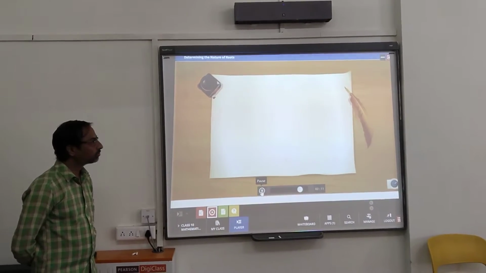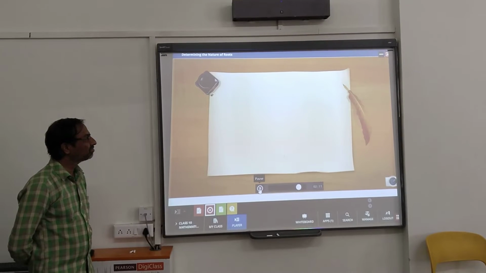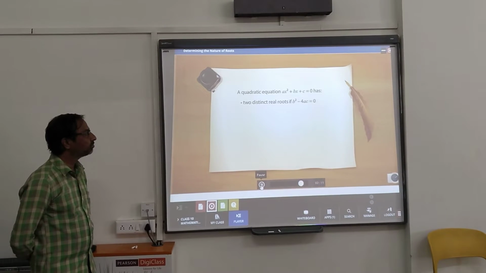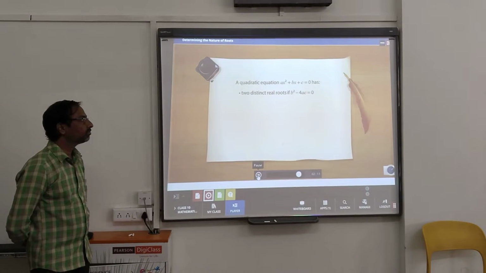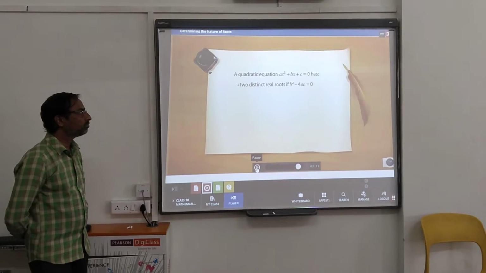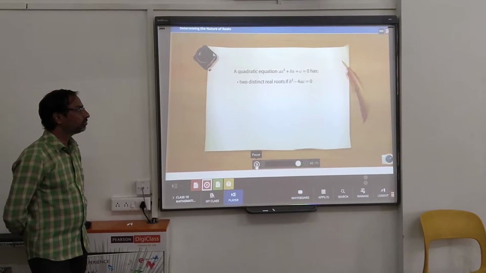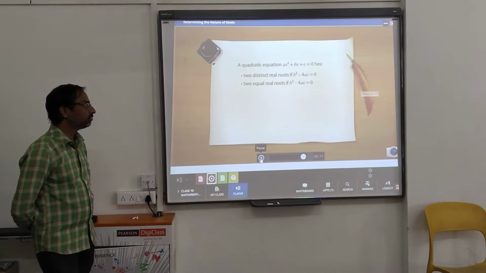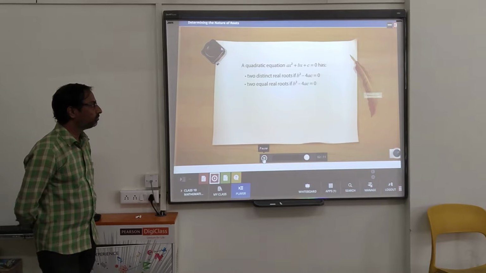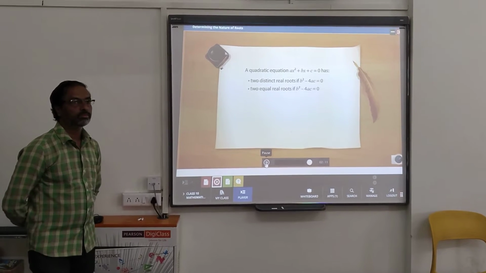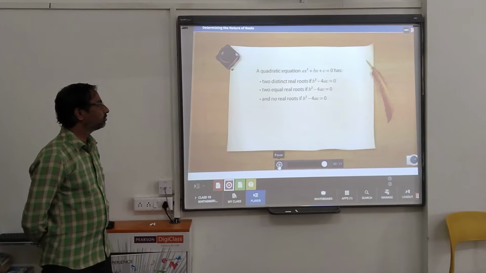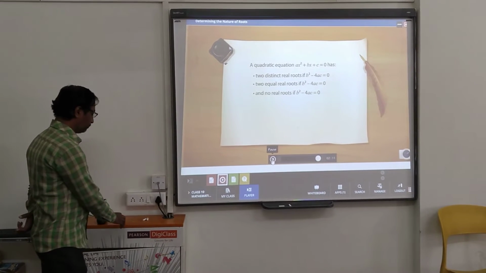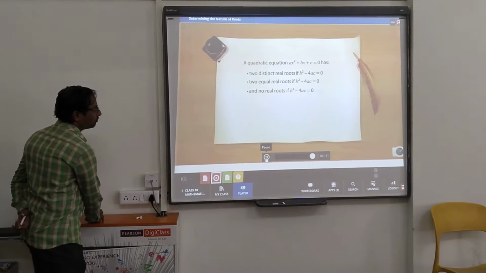Let us summarize what we have just learnt. If the discriminant b square minus 4ac is greater than 0, the quadratic equation has two distinct real roots. If the discriminant is equal to 0, the quadratic equation has two equal real roots. If the discriminant is less than 0, the quadratic equation has no real roots.